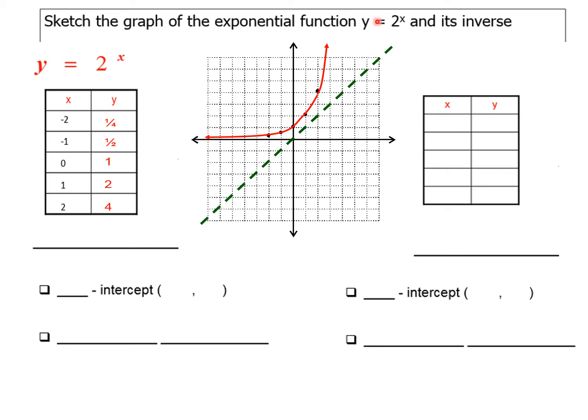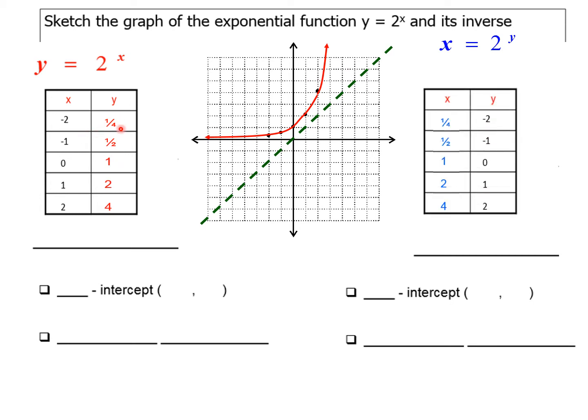And now what we're going to do is graph the inverse. What do we do when we graph the inverse? Yes, we switch the x's and the y's. So here we had -2 and 1/4. So we switch it and we have 1/4, -2. That's how we do the inverse. So we're going to go ahead and graph those points. Take a look at it. Anytime you have an inverse, it's always reflected along this line that goes through the origin at a 45-degree angle. This is called the y equals x line.